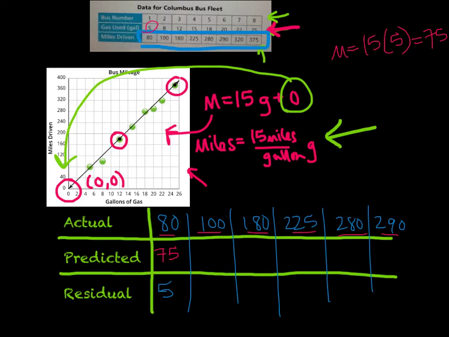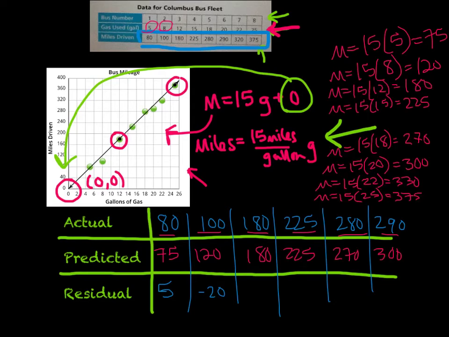So now let's go on to 8. We have miles is equal to 15 times 8. So this time we have 120 as our answer. So 100 minus 120 is negative 20. We need to do that for every single one, so I'm going to fill in all of this. Just one moment. So magically our table is starting to fill out. We have 180 minus 180, which is 0. 225 minus 225, which is 0. 280 minus 270, which is a positive 10. And 290 minus 300 equals a negative 10.